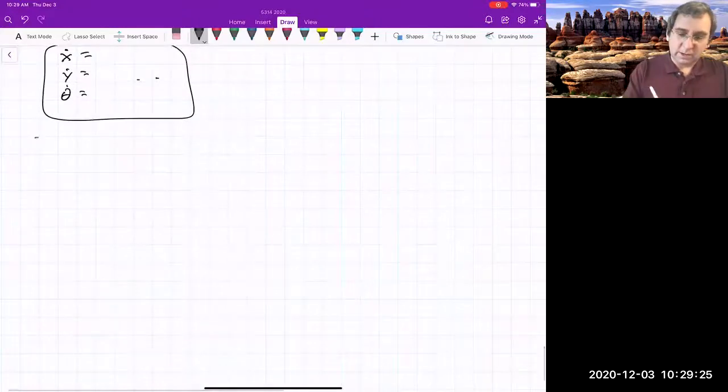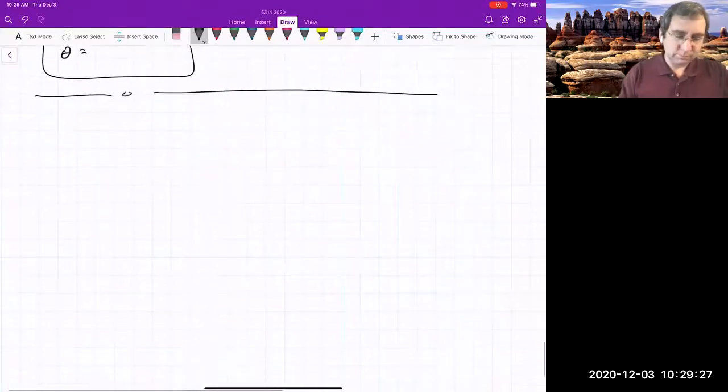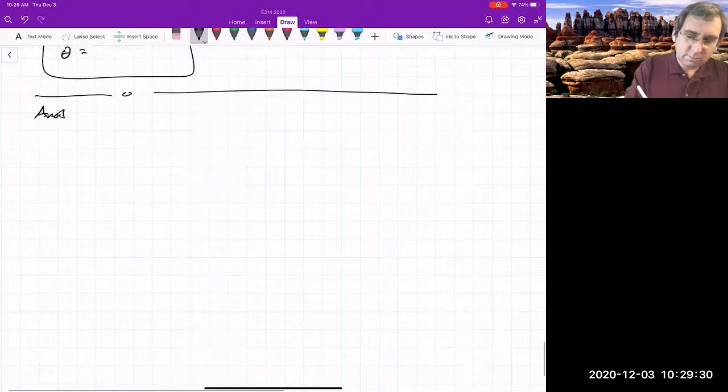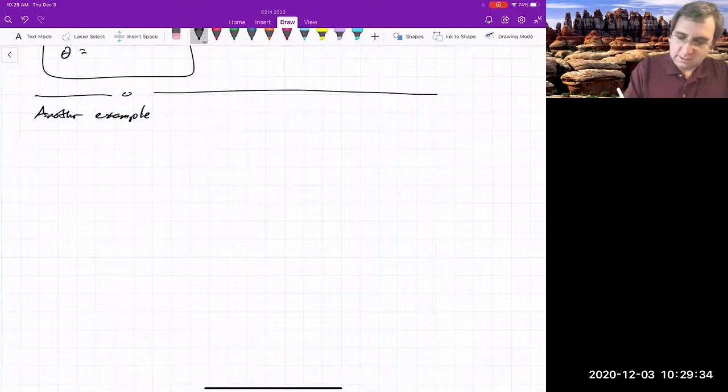I'll give you another example. This is a vehicle. This is related to vehicle stability in a skid.